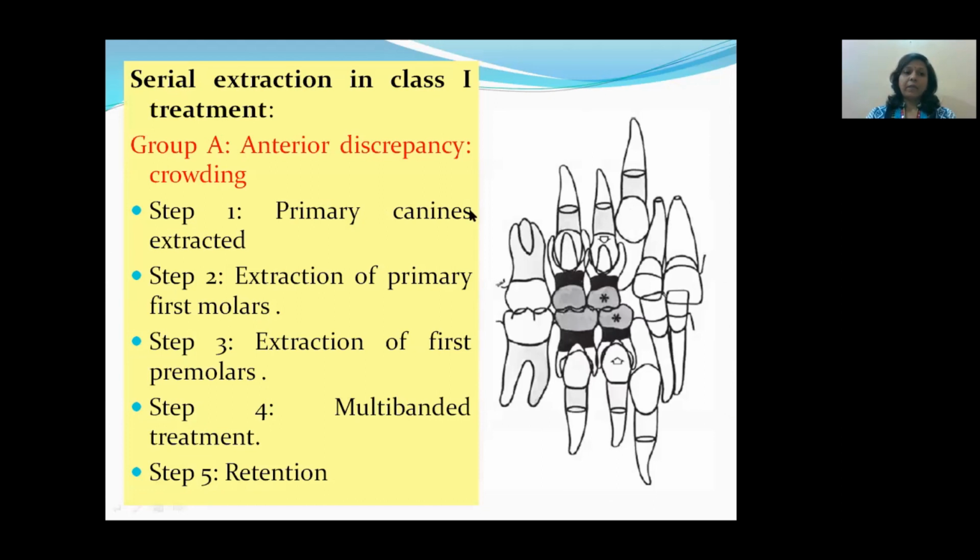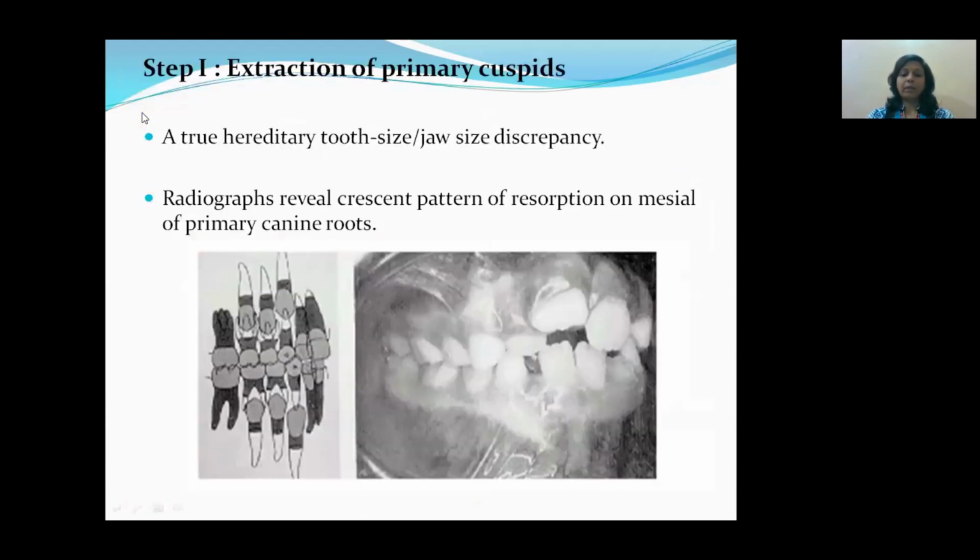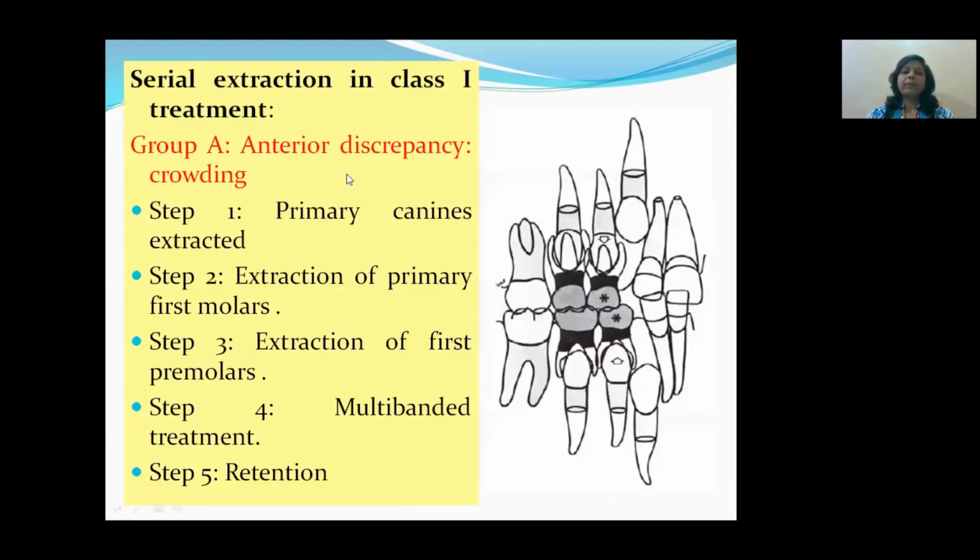Hence, the serial extraction procedures can be divided into various different groups, where it is given which tooth has to be extracted first and at which age. These are groups A to F. Then serial extraction in class 1 treatment, where the molar is in class 1. If there is an anterior discrepancy in the form of crowding in the mixed dentition, this is named group A. Then step 1 will be the extraction of the primary canine first, and then extraction of the primary first molar in step 2. Step 3 will include the extraction of the first premolar and then multibanded treatment and retention. Then the sequence is CD4, as a mnemonic, for group A.